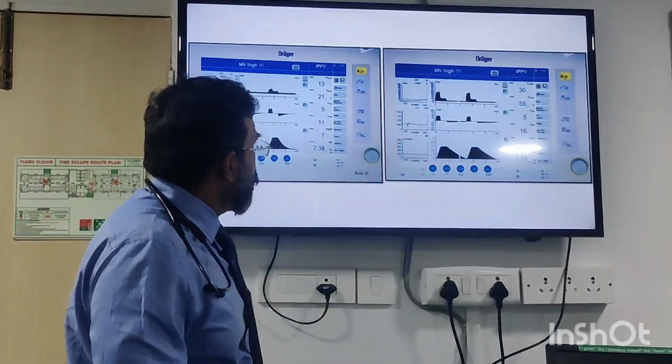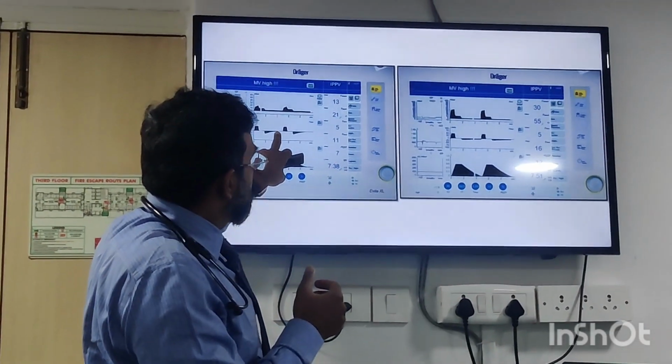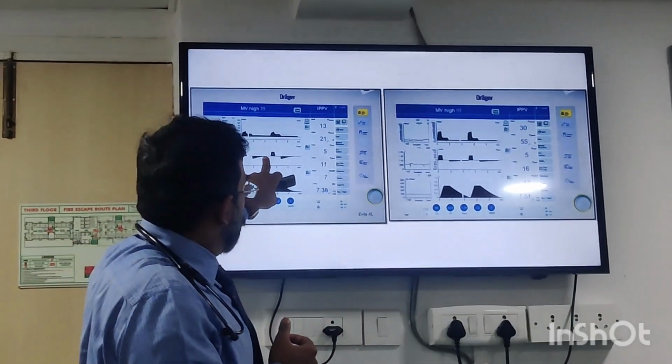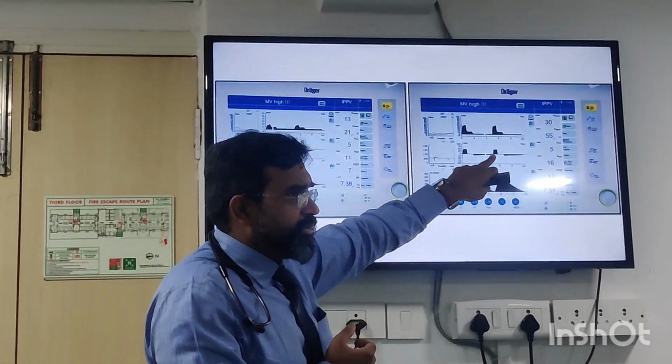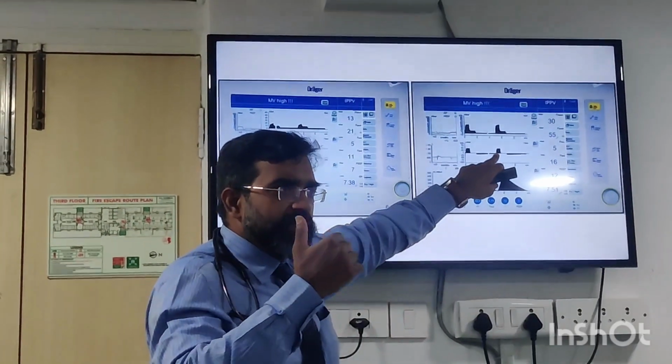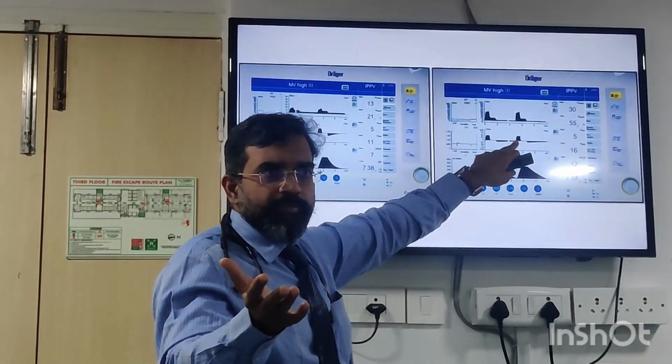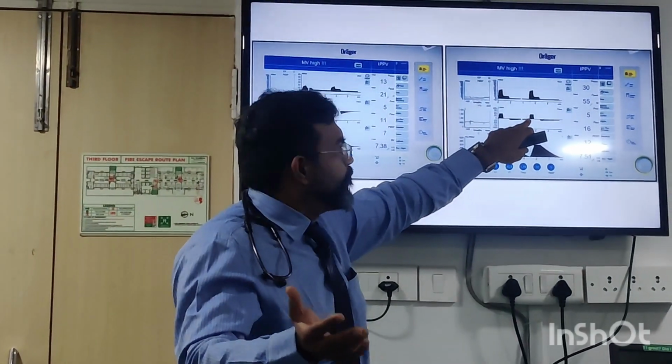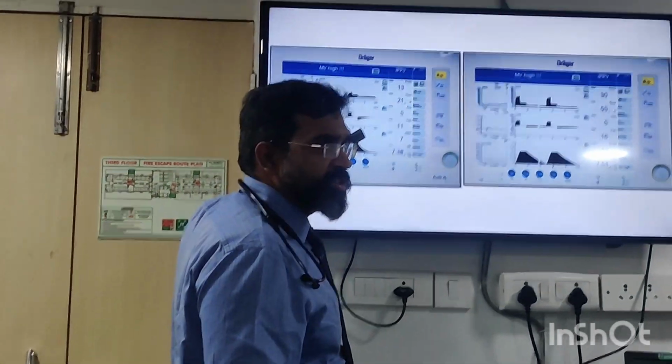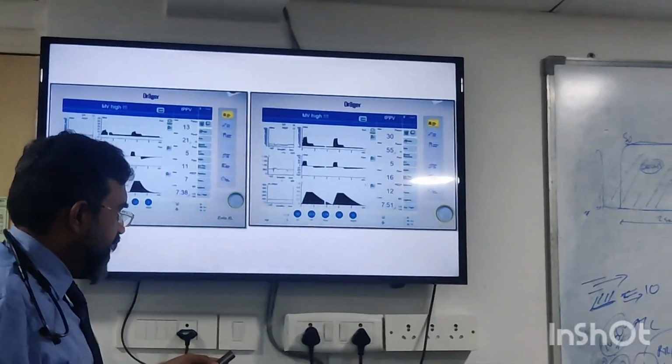Clear? Alright. So you see the difference? Here flow is reaching the baseline. Here flow is not reaching the baseline. Before it reaches the baseline, the next breath is starting. The pressures are changing. Peak pressures and peak expiratory flow rates are changing. Right? This is what you're going to see.